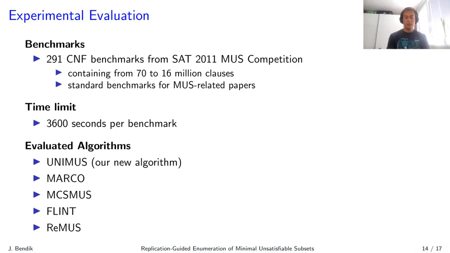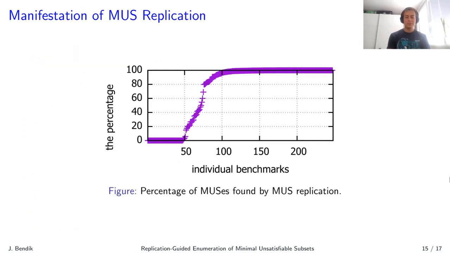Moreover, we have examined the manifestation of MUS replication in UniMUS. So let me first discuss the manifestation of MUS replication in UniMUS. Recall that MUS replication is the very first technique for identifying seeds in polynomial time without a SAT solver. Unfortunately, the technique is incomplete, which means that it sometimes fails to identify seeds even if there are some seeds. However, if the MUS replication works, then it can bring a significant improvement over the existing MUS enumeration algorithms.